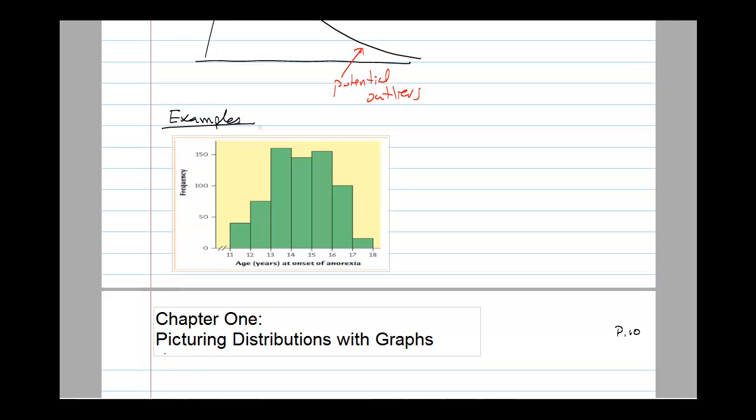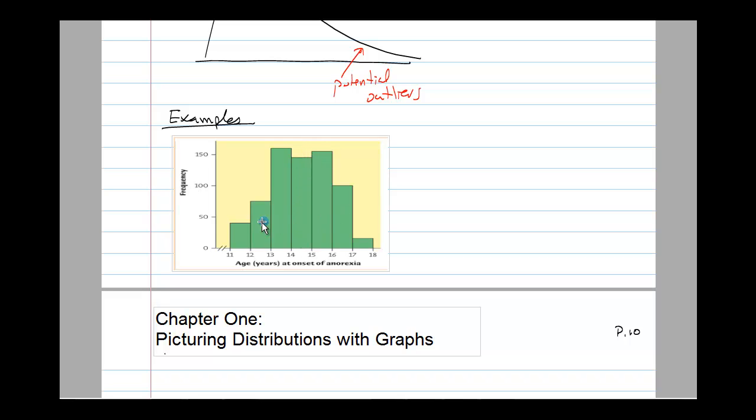Okay, so let's go ahead and look at this first example. Now, first of all, this should look familiar to you from reading in your text. This is the young women with anorexia. So this is the age in years at the onset of anorexia, and this is the frequency. Now, if we had to talk about this particular graph, this seems to be kind of a middle value with 3 bars on either side.